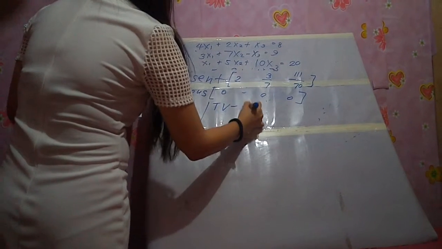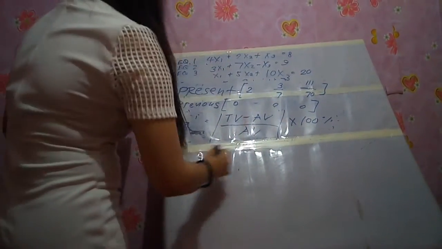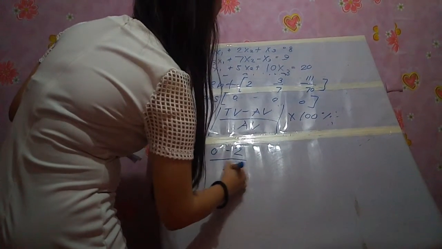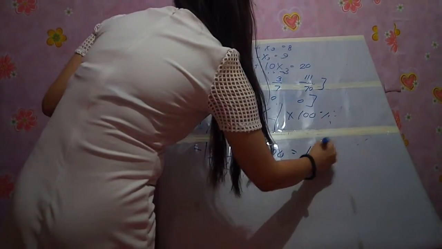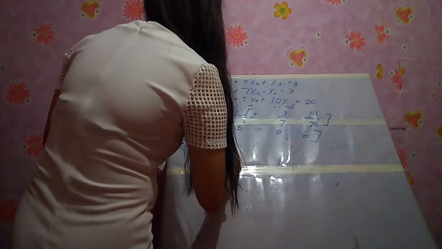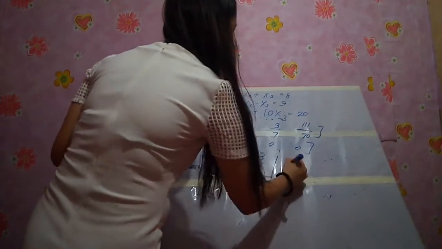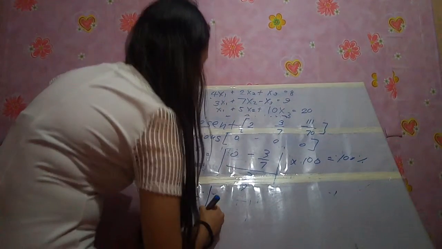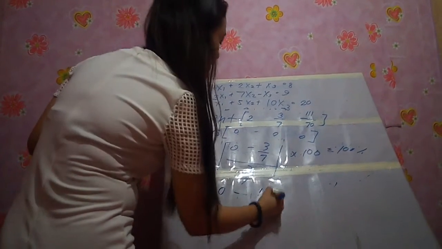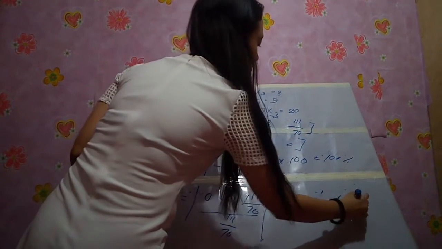Next, we'll have to find the relative approximation error for equation number 1. First, you should know the true value minus the actual value all over the actual value times 100, which shall be equal to 0 minus 2 all over 2 times 100, which will be equal to 100%. And for the next equation, our relative approximation value will be equal to the absolute value of 0 minus 3 over 7 all over 3 over 7 times 100, which is also 100%. And lastly, for our equation number 3, we have the absolute value of 0 minus 111 over 70 all over 111 over 70 times 100, which is also 100%.